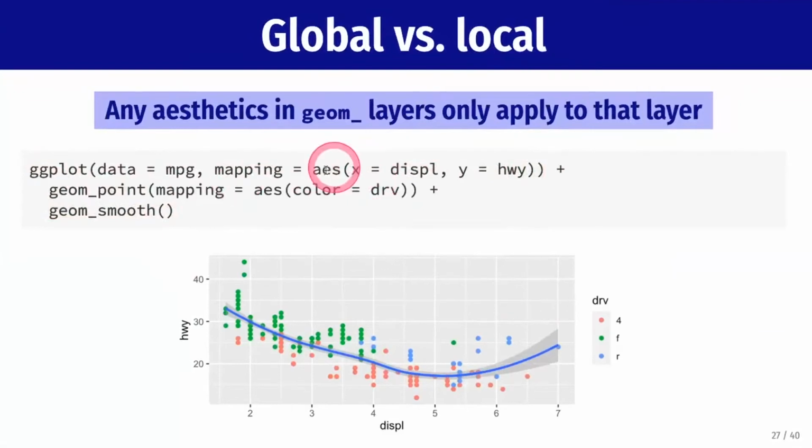So right here, this is putting X and Y for all the layers, but then it's only coloring the points. So the points all get colored, but there's a single line. If I put color equals drive up here, what would actually happen is you'd get 3 different lines. You'd get a green line, a red line, and a blue line, because the color aesthetic would get mapped onto the smooth layer too. So where you put these aesthetics matters.